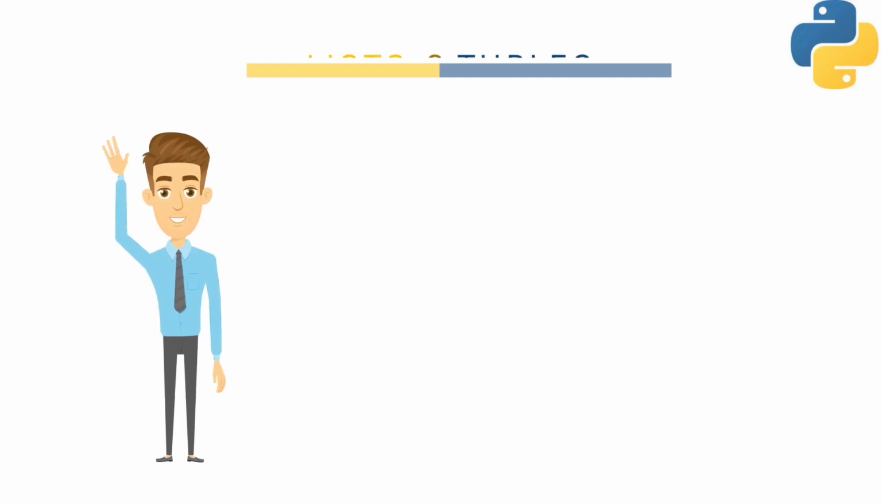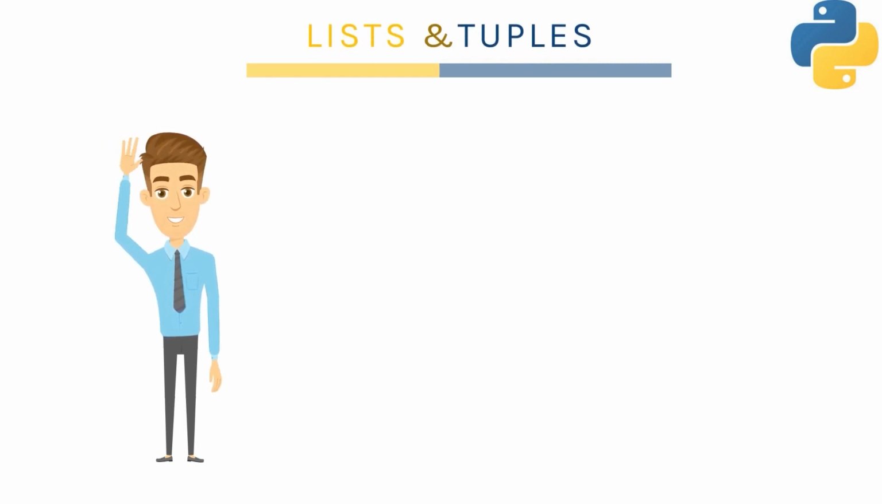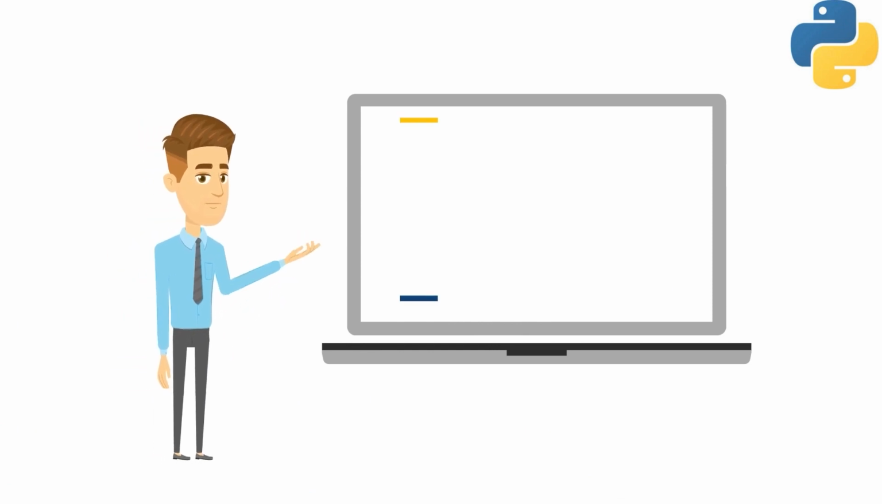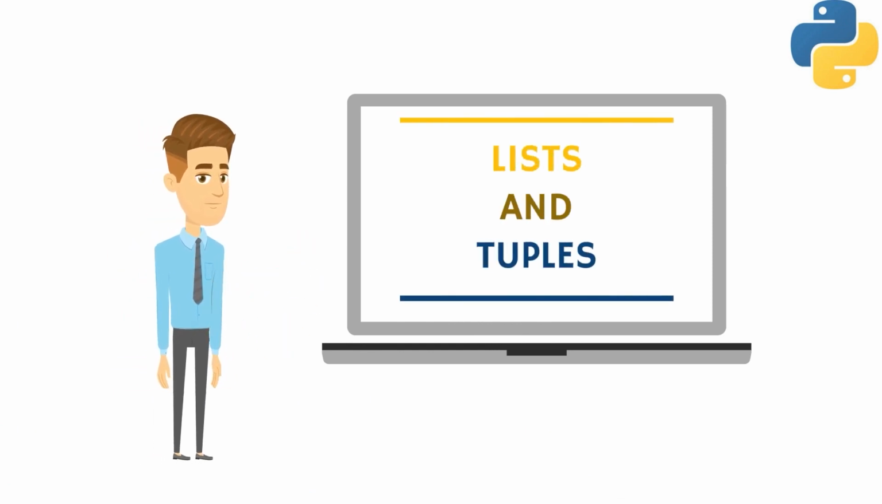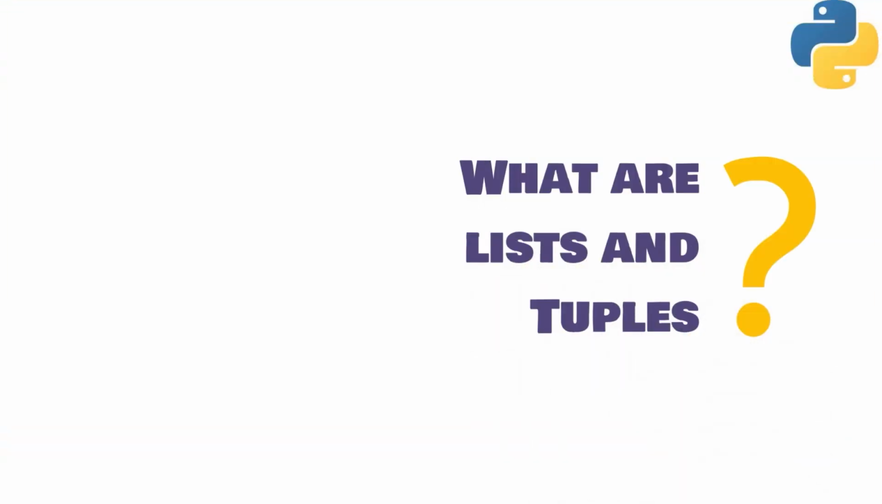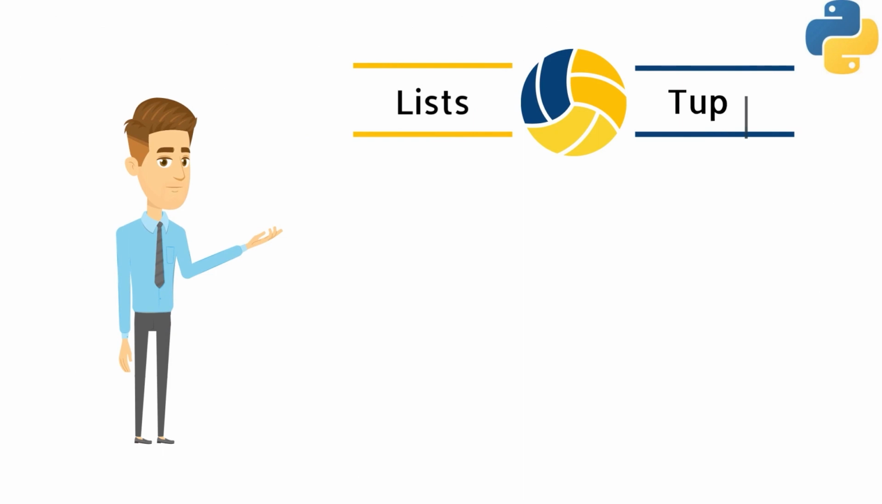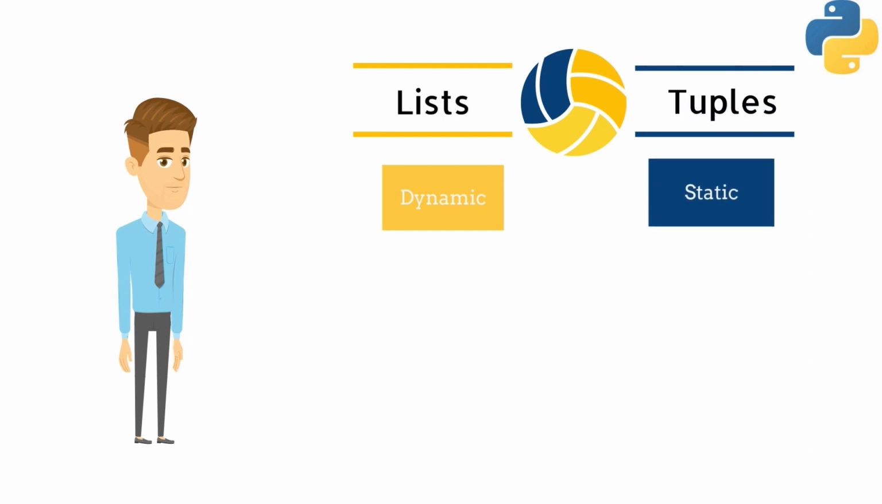Hello and welcome to our video on lists and tuples with the Python programming language. Today we are going to learn an interesting topic of Python, lists and tuples. So what are lists and tuples? List and tuple in Python are classes of Python data structures. The list is dynamic, whereas the tuple has static characteristics.